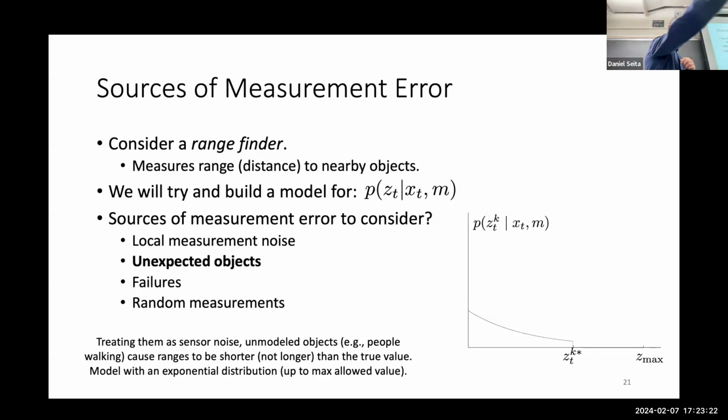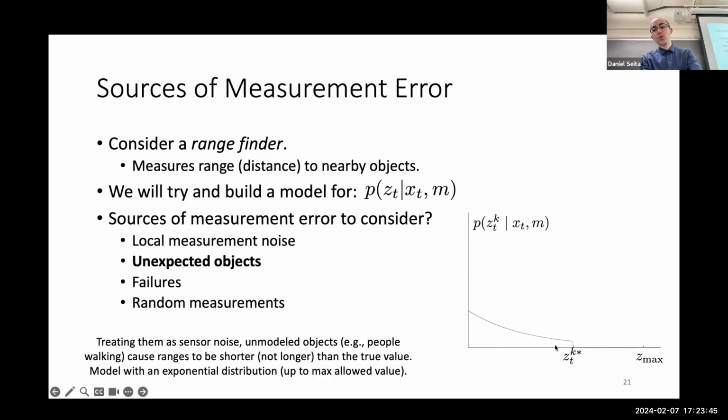But if someone comes in and then blocks the sensor, then the value that I get from the rangefinder is going to be something shorter, right? It's going to think that the true distance is somewhere closer to zero.